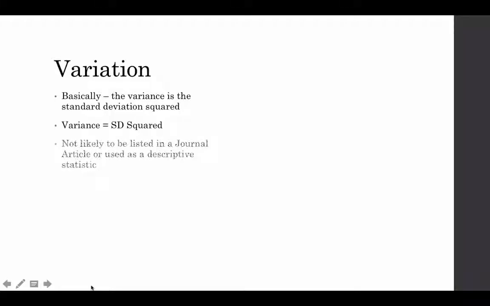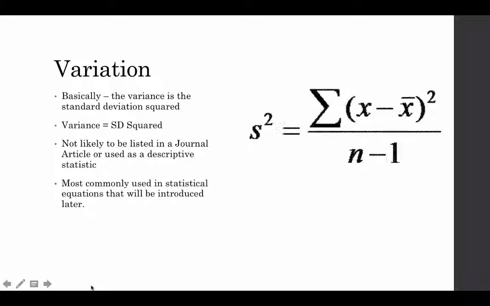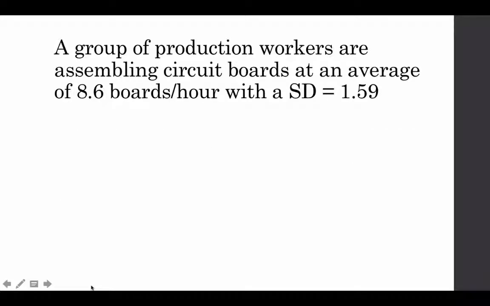Now let's talk about variation. Okay, variation basically is the standard deviation squared. And so variance equals standard deviation squared. And you're probably not going to see this listed a lot of places. We may have some statistical calculations where we actually use the variance. But if we didn't want to use the variance, we would just say we're using the square root of the standard deviation. So if we look at it, this is essentially it, standard deviation squared, or we just take the square root of the standard deviation.